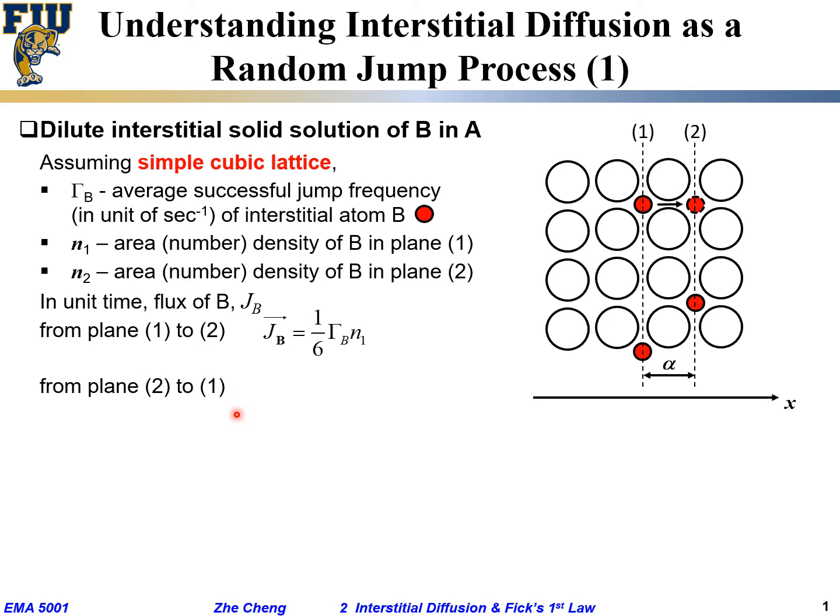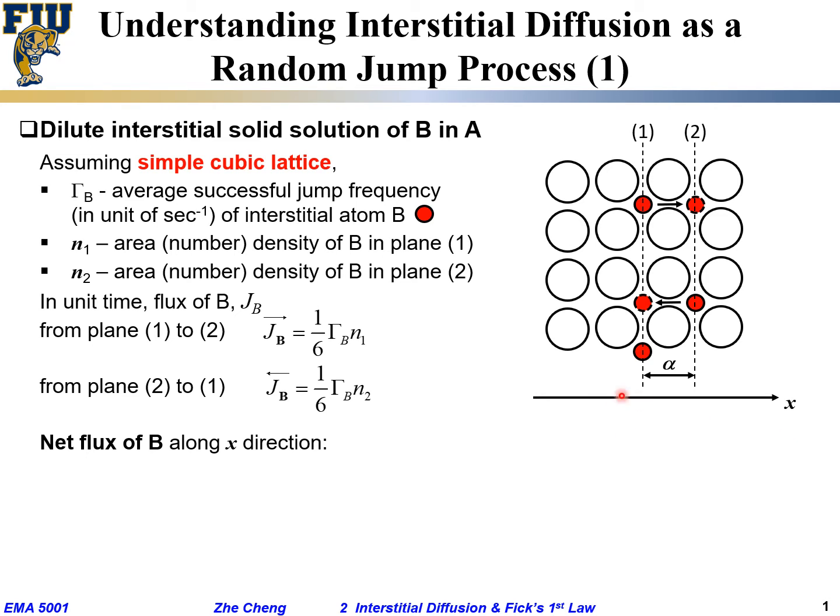Similarly, from plane 2 to 1, you would write in a similar fashion, right? JB, but now the arrow goes backward. Make sense? It's still 1/6 gamma B N2. Why do I use N2 here? Because I'm considering atoms that start at the 2 location, plane 2, right? The area density, which means per unit area, how many atoms. Each atom successfully jumps a certain number of times, but among all those jumps, only 1/6, if we think random, goes backward, right? So then, the net flux, now let's think, net flux from where to where? Along the x direction.